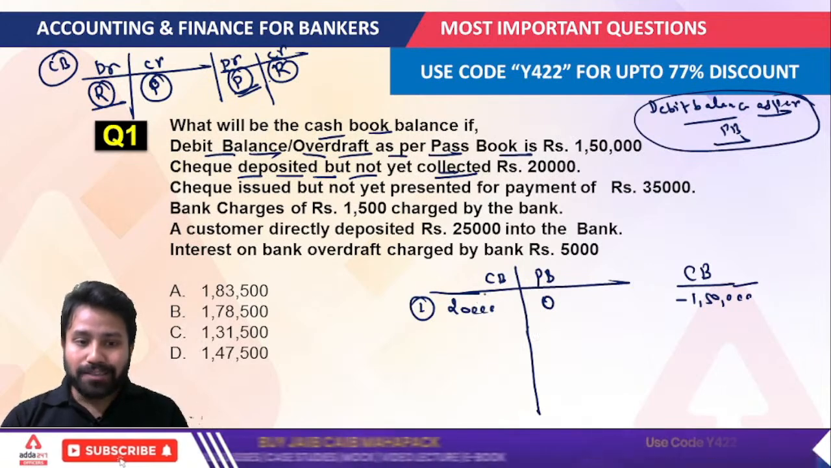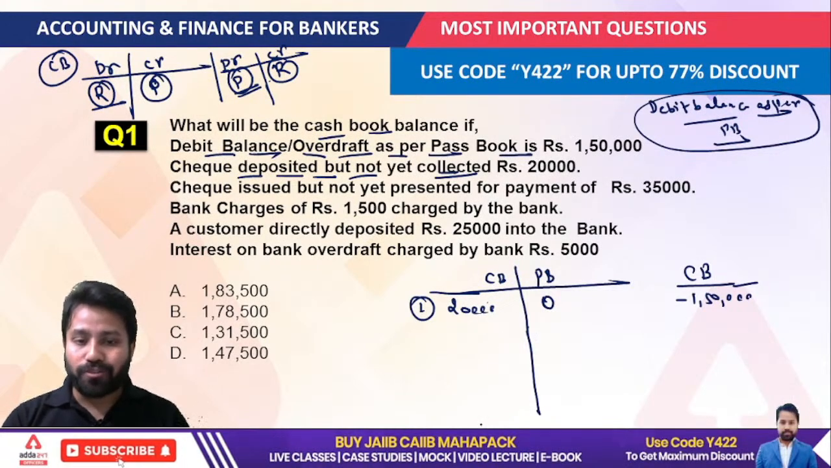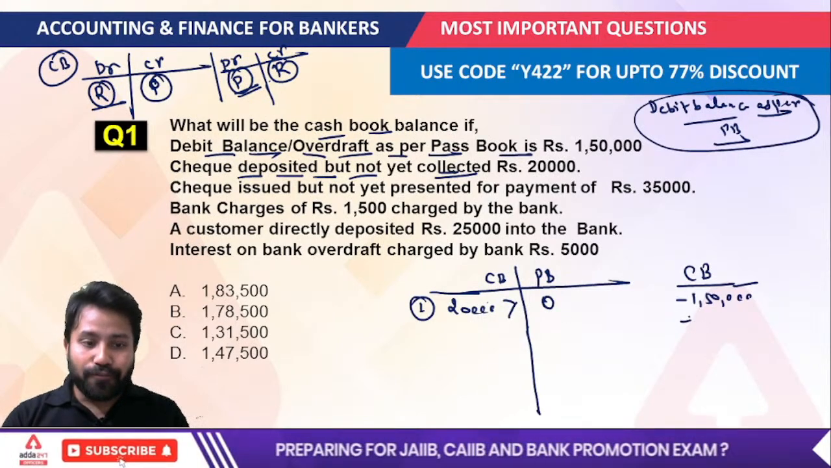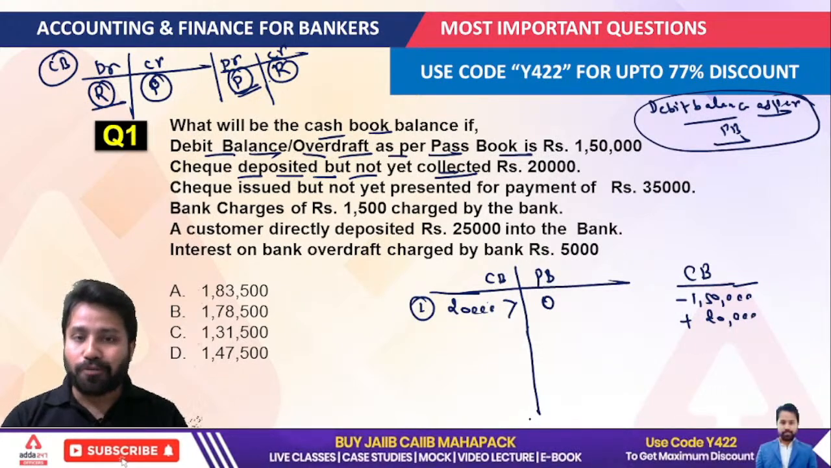So is the cash book balance greater than or lesser than the passbook balance? You will say it is definitely greater than. And if it is greater than, by what amount is it greater? It is greater by 20,000 rupees.